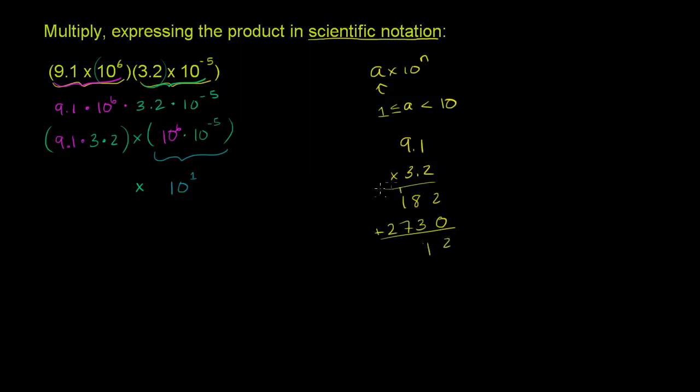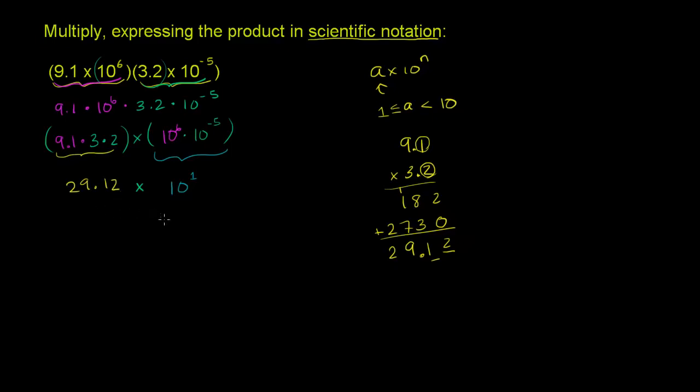Carry or regroup that 1. 1 plus 1 is 2. 2 plus 7 is 9. And then I have a 2 here. So 91 times 32 is 2,912. But I didn't multiply 91 times 32, I multiplied 9.1 times 3.2. So I want to count the number of digits behind the decimal point. I have 2 digits behind the decimal point, so I'll have to have 2 digits behind the decimal point in the answer. So 1, 2, I'll stick the decimal right over there. This part comes out to be 29.12.